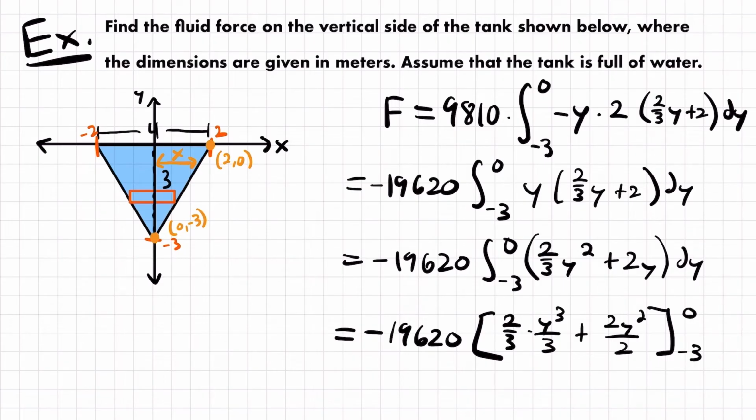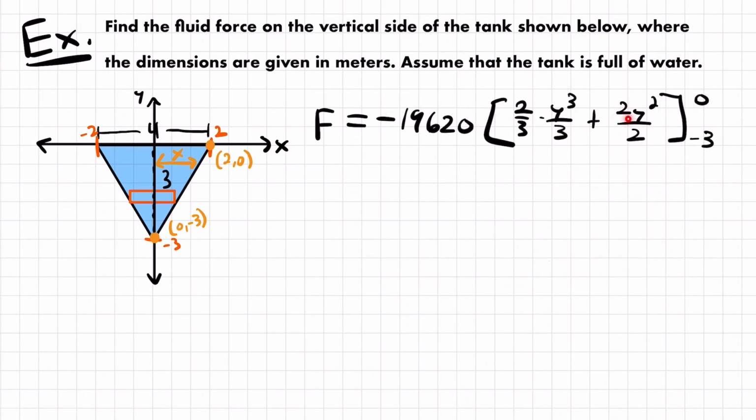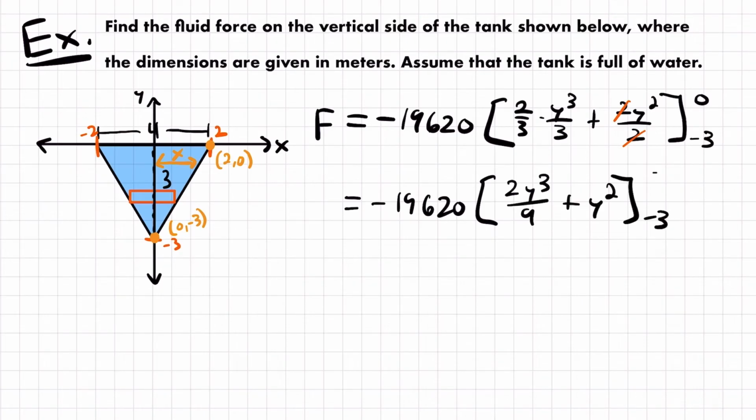All right, and so if I clean up my work here, we can simplify this expression a little bit. Note that these 2's will cancel out, and so we're just going to have y squared. And then 3 times 3 is 9, so we'll have 2y cubed divided by 9. And so I'll rewrite that. This is equal to -19,620 times 2 times y cubed divided by 9 plus y squared evaluated from -3 to 0.